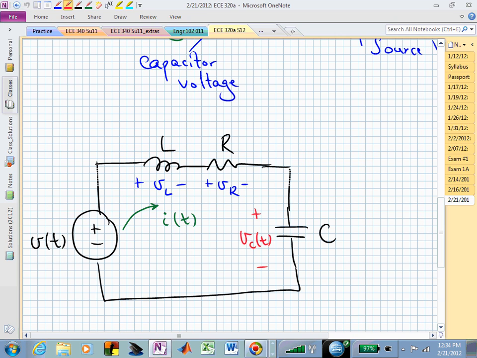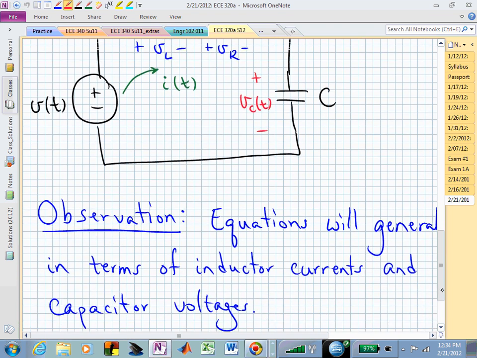Last time I asked how many energy storage devices were present in that circuit, and what did you tell me? There's 2. We have an inductor and we have a capacitor. We have 2 energy storage devices or elements. We would be expecting either 2 first order differential equations or 1 second order differential equation to govern the dynamic behavior of this system. The question was, please find a differential equation that governs the dynamic behavior of that circuit. Some of you were able to do that, some of you were not.